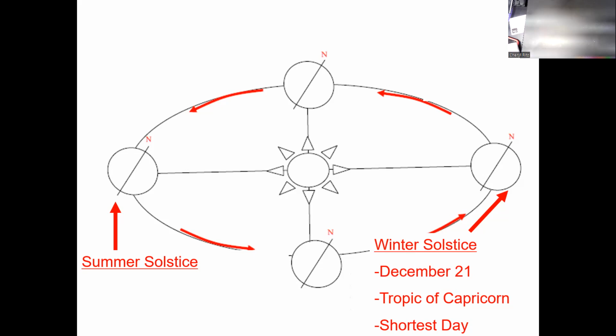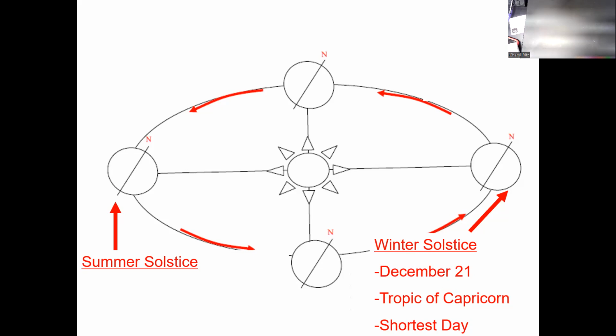So you do gotta remember the month. December is when winter first kicks in. June is when summer first kicks in. Stay with me, guys. We're gonna talk about the Tropic of Capricorn in the next slide a little bit more.